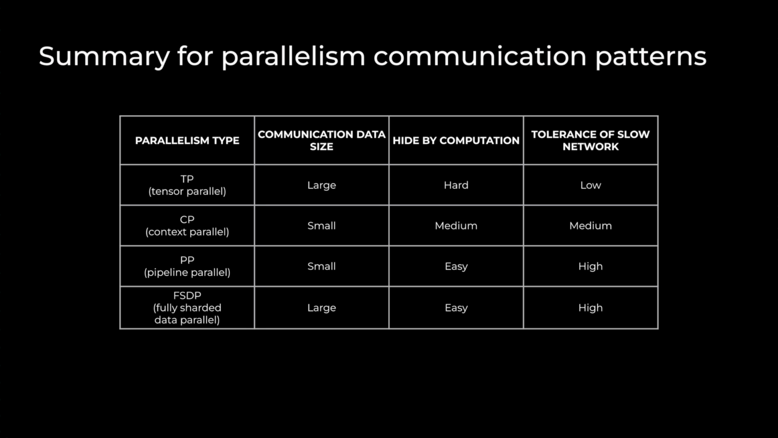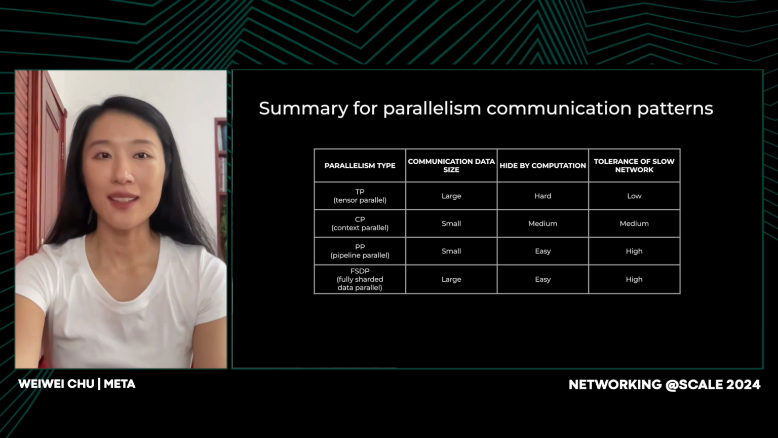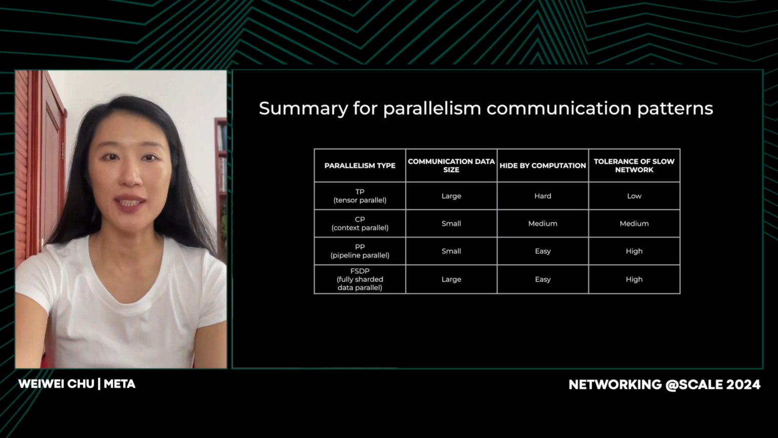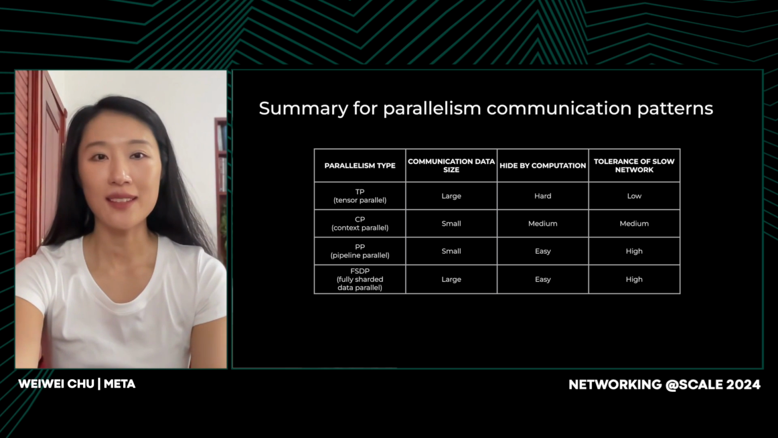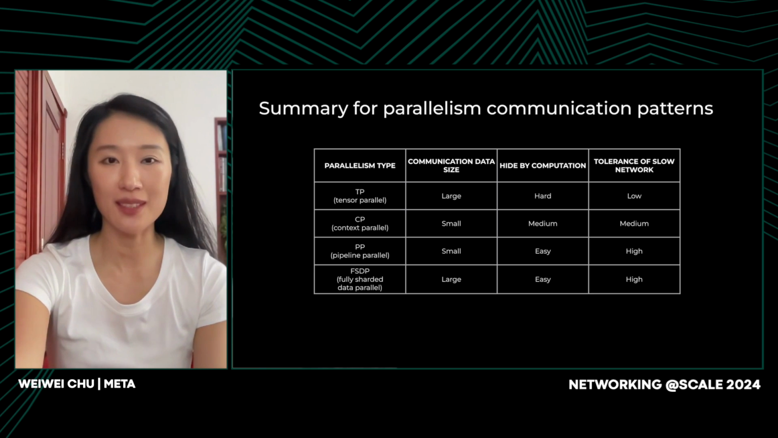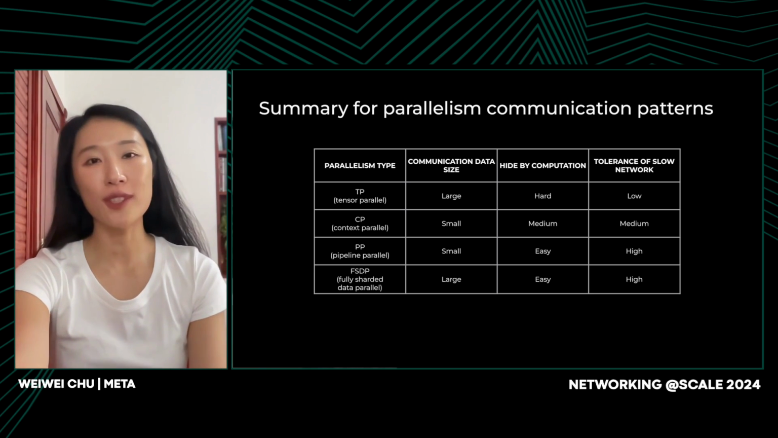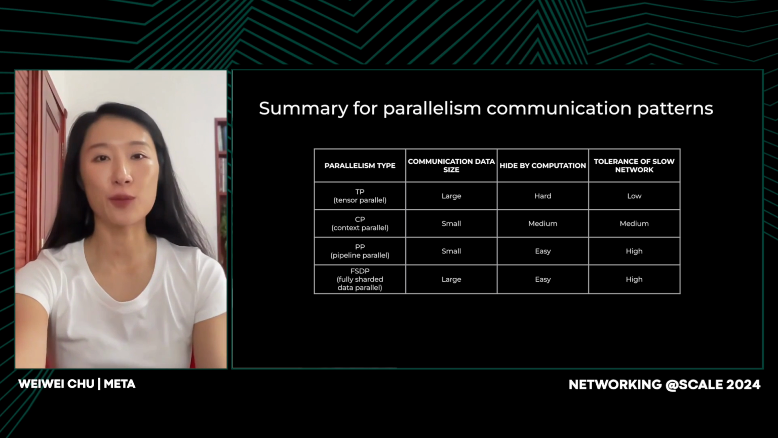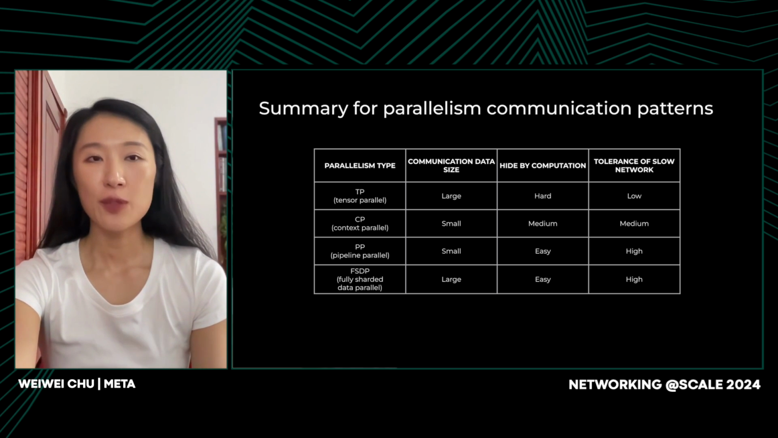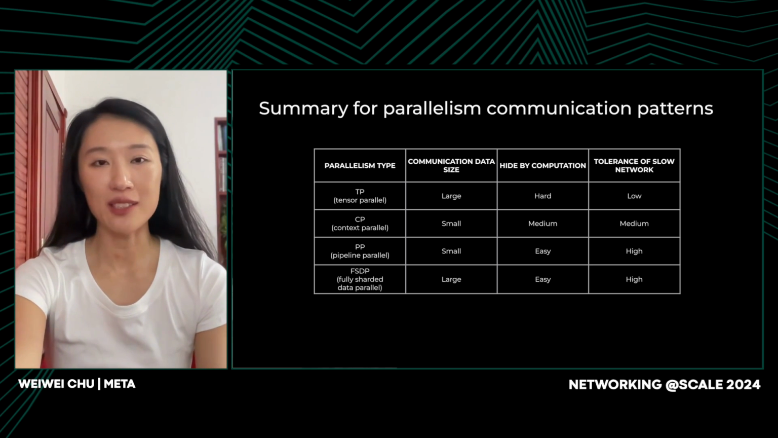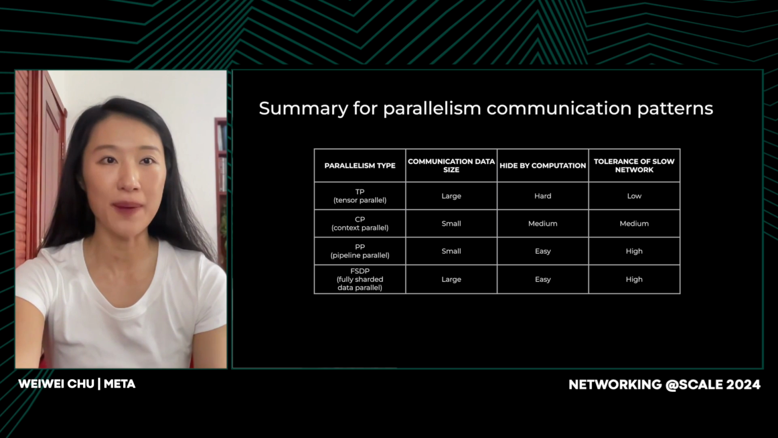In summary, TP has the largest communication data size, and it is hard to hide its communication by computation. So TP has the lowest tolerance for network. TP will need to use the highest bandwidth network. CP, their communication is medium hard to hide by computation.